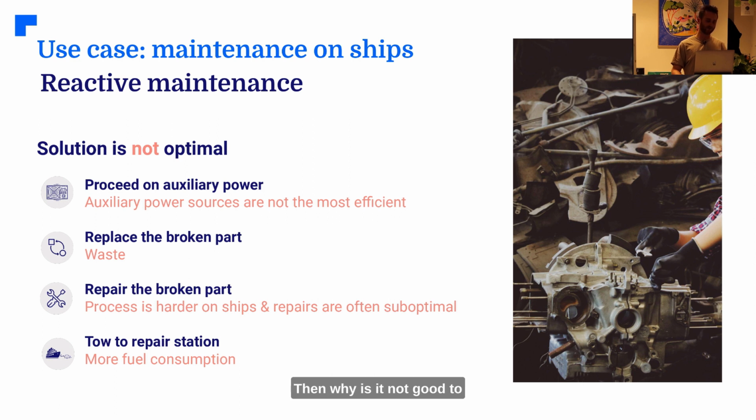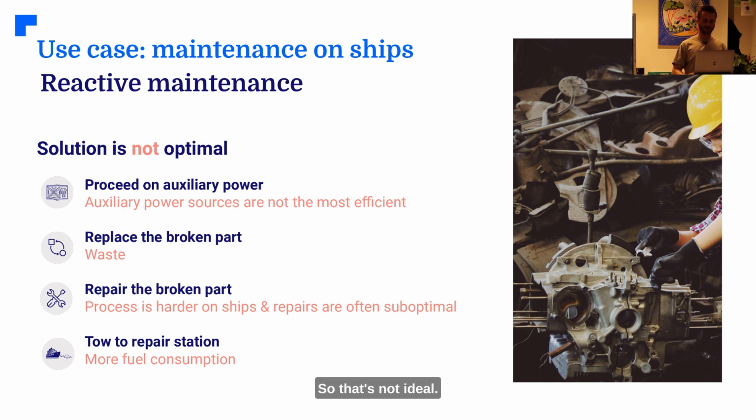Then why is it not good to repair the broken part on the ship? Because the process is way harder to do on the ship than off the ship, because you do not have the right equipment, you do not have the right subparts with which you should replace things. So the repairs are mostly done suboptimally. And then if you need to be towed to a repair station, some ship should come to you, which is of course some fuel consumption, and then you need to be towed, and then you need to restart your trip, so that's a lot of waste of fuel.